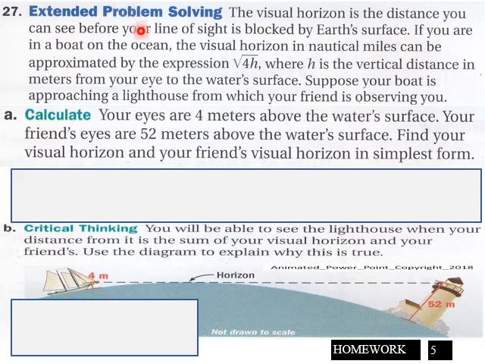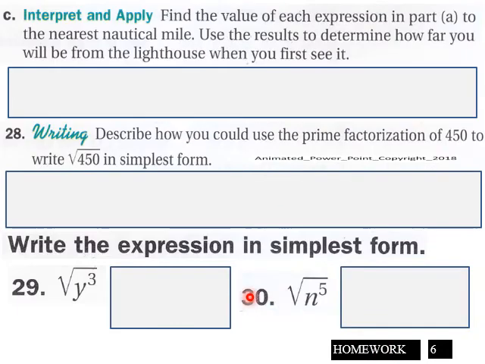Page 5, you have an extended word problem here about the horizon of the earth. 4 meters here, 52 meters over here. A, calculate this, students. B, critical thinking. Use the diagram to explain why this is true. So put B down here, your explanation for critical thinking on this problem here. And that's 10 points here for page 5.